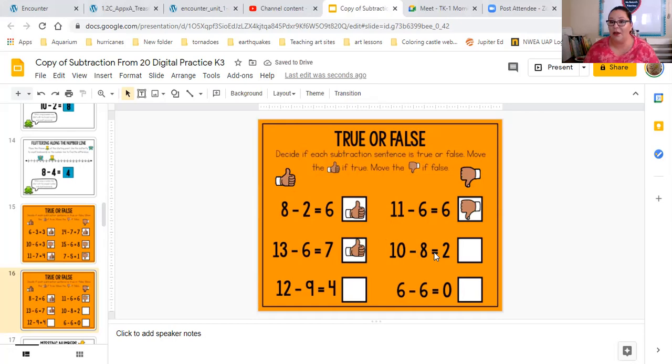10 minus 8 equals 2. That one is true. All right. 12 minus 9 equals 4. I think that was false. And 6 minus 6 equals 0. That is true. All right. Very good. I'm so proud of you guys.